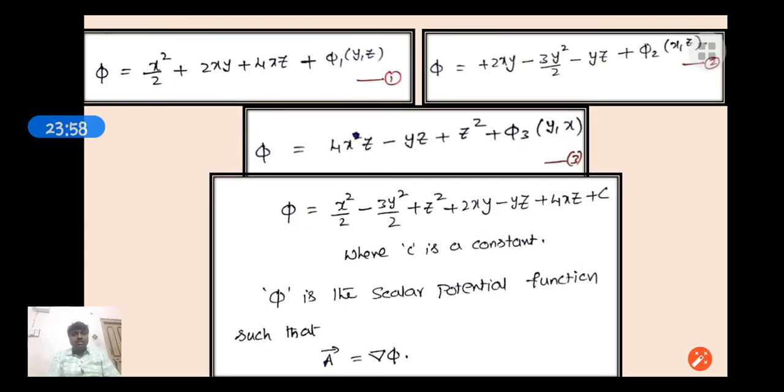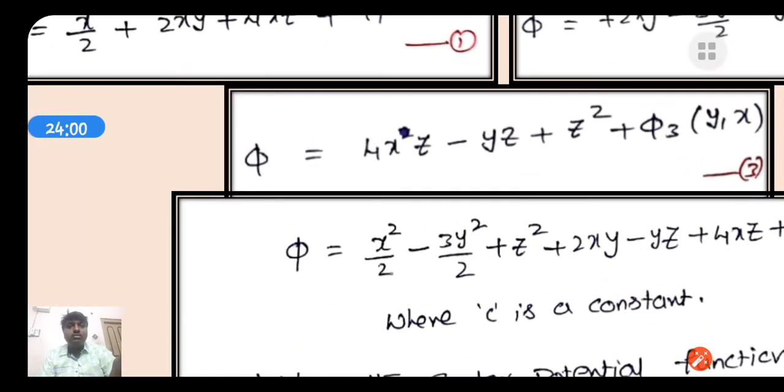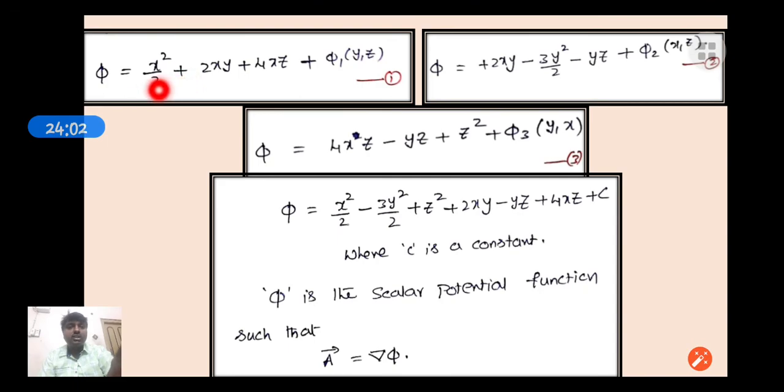So I have three equations now, three different definitions of phi. First one, phi is equal to x square by 2 plus 2xy plus 4xz plus phi 1, a constant. From the second, phi is equal to 2xy minus 3y square by 2 minus yz plus phi 2, a constant. And the third one, phi is equal to 4xz minus yz plus z square plus phi 3 of yz, a constant.